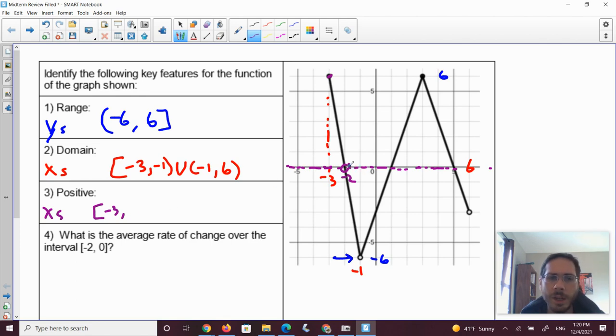And when we're talking about positive, it's 0 at -2. So we have to do an open dot here because we're switching from positive to negative. So we can't make it a solid dot because it's 0, and 0 is not positive and it's not negative.